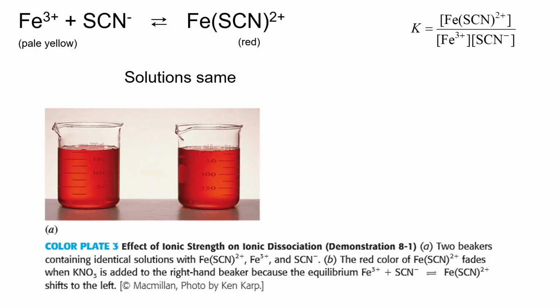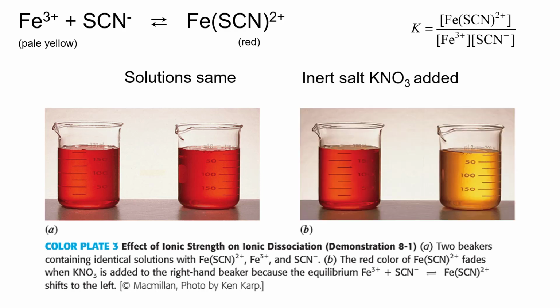In this figure, you see two solutions that are made the exact same way. They both contain the iron 3 thiocyanate. They are nice, pretty red. But we're going to add potassium nitrate to just the beaker on the right and watch what happens. It's now yellow again.